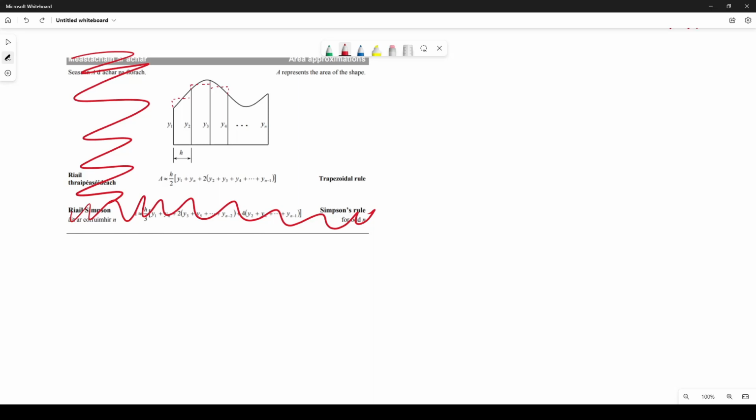Just to warn you, they might throw that in as part A, and then part B will be to use integration to do it and see how much it's off by.